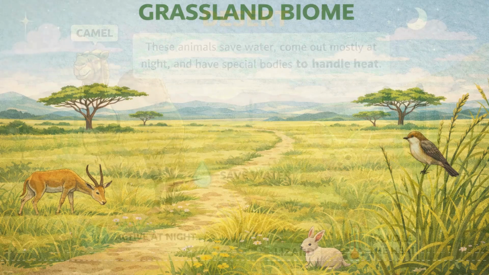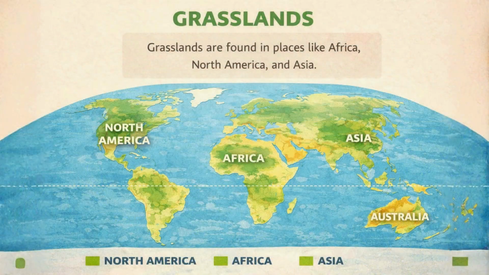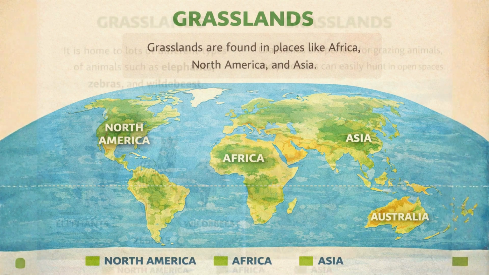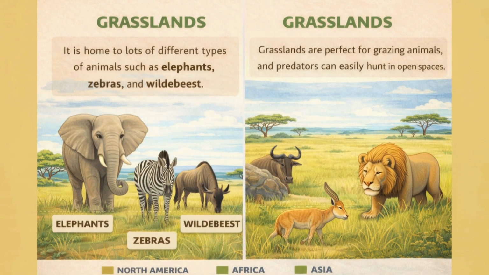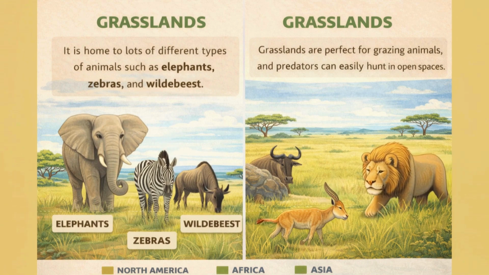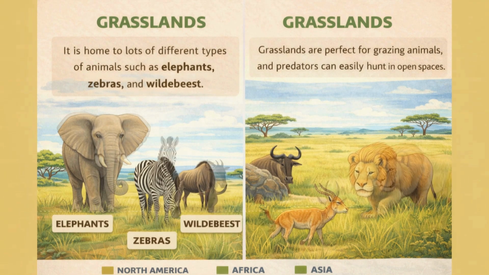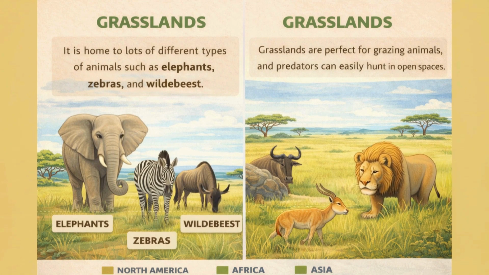Next up is the grassland biome. Grasslands are wide, open areas covered mostly with grass and very few trees. Grasslands are found in places like Africa, North America, and Asia. They are home to lots of different types of animals such as elephants, zebras, and wildebeest. They live there as it is perfect for grazing animals, and predators can easily hunt in open spaces.